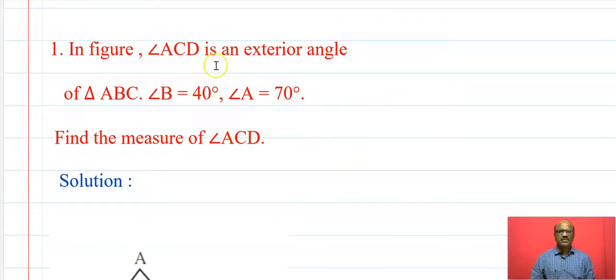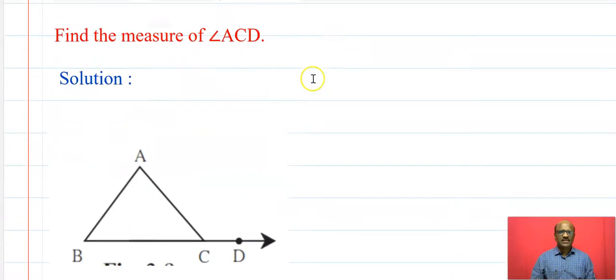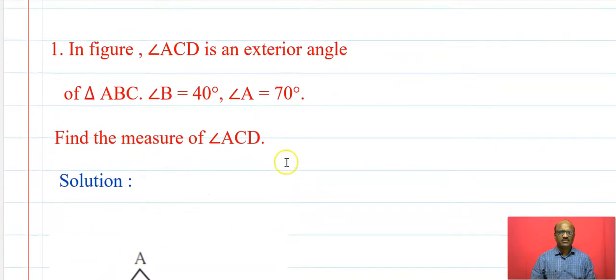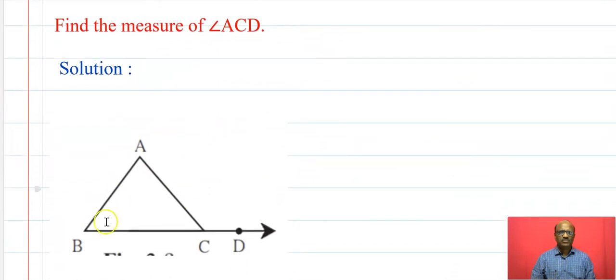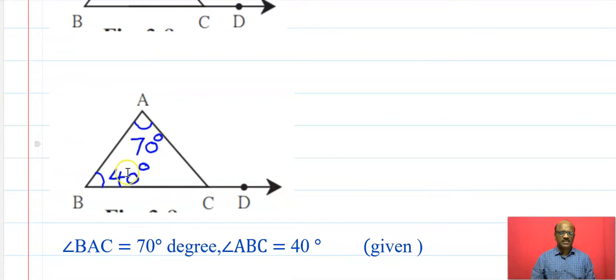In the figure, angle ACD is an exterior angle of the triangle. The measure of angle B is 40 and the measure of angle A is 70. What about the measure of angle ACD? The measure of angle ACD is equal to the sum of its remote interior angles, and that is equal to 110 degrees.